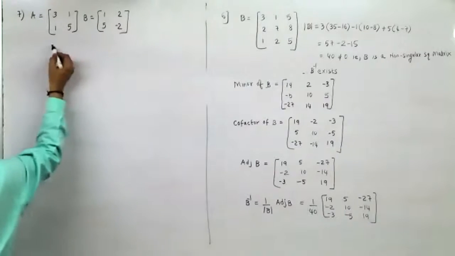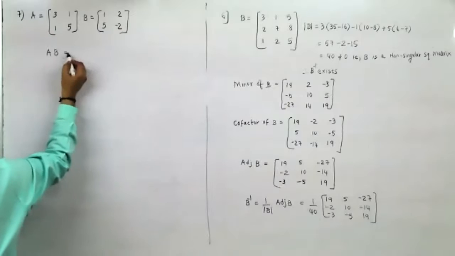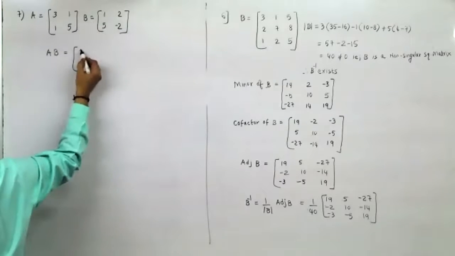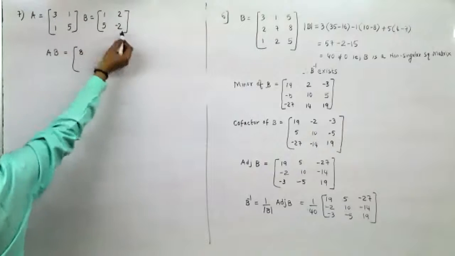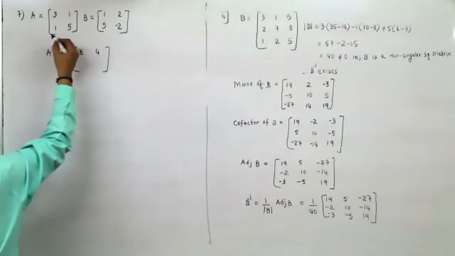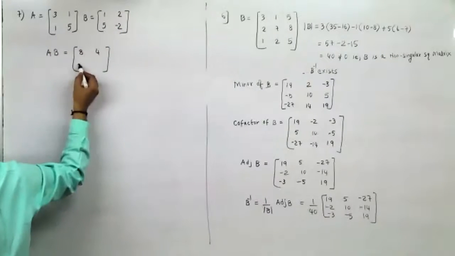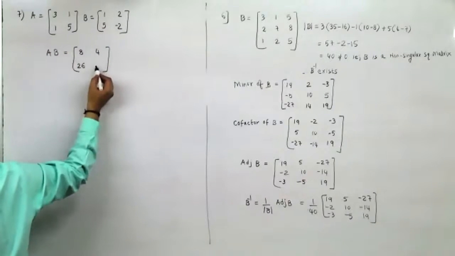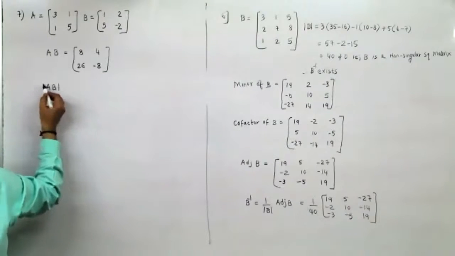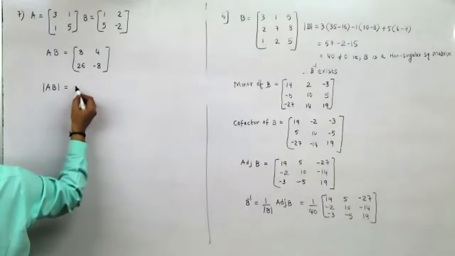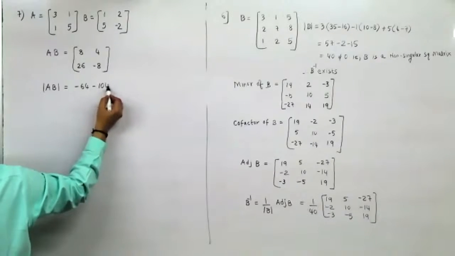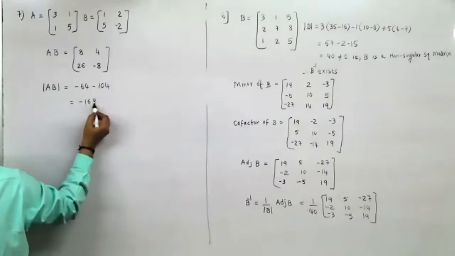What is A into B? It would be 3 into 1, 3 plus 5 is 8. Then 3 into 2, 6 minus 2 is 4. 1 plus 25 is 26. 2 minus 10 is minus 8. Now what is determinant value of AB? It is equal to 8 into 8, 64, minus 104. So it would be minus 168.